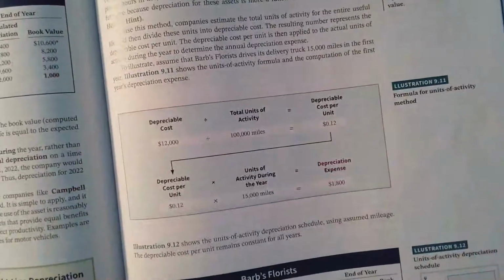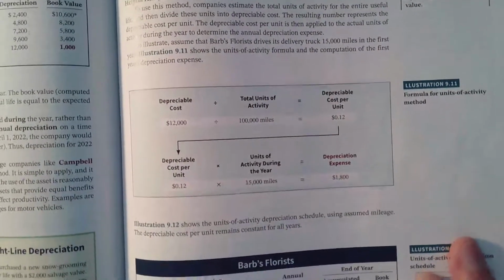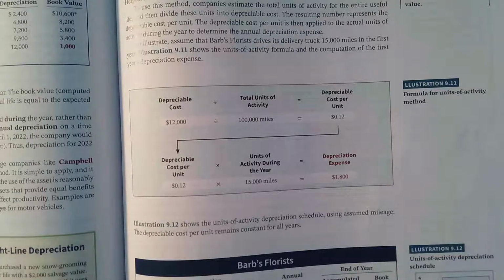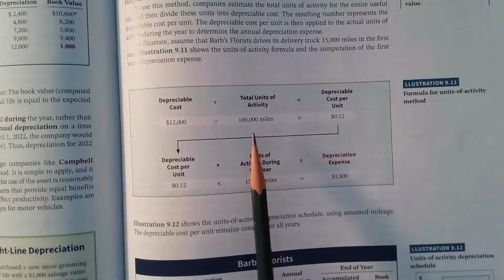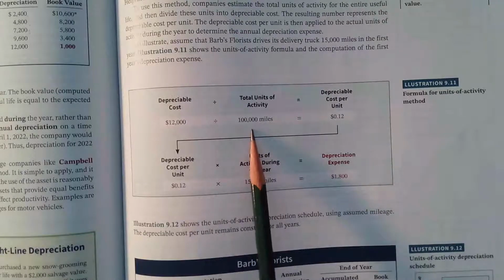In illustration 911, they show you how to calculate the formula for units of activity. So units of activity works because if you're dealing with, say, a car or a truck in this case, besides the truck losing value every year going by, you could look at it a different way. You could look at it based off of useful life of total miles you think the car or the truck is going to last. In this case, the information said the useful life was either 5 years or 100,000 miles.